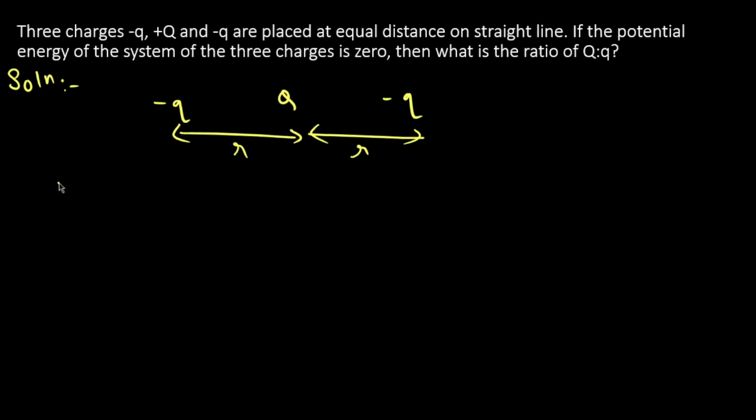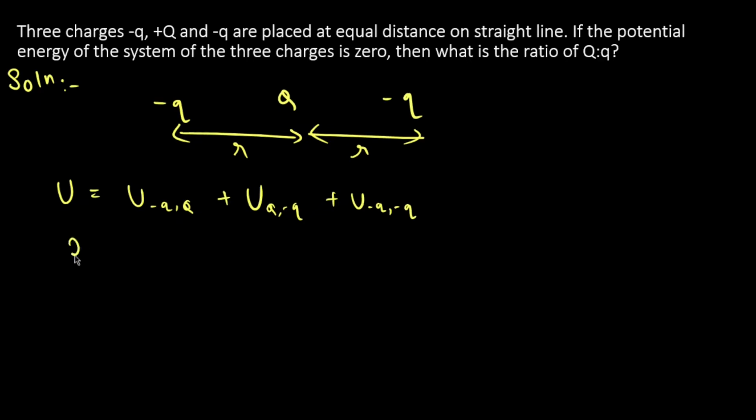That means the total potential energy of the system, which is the sum of the potential energies of every pair of charges, is equal to 0. That is, the potential energy of minus q and plus q, plus the potential energy of q and minus q, plus the potential energy of minus q and minus q, which comes out to be the total potential energy U equal to 0.